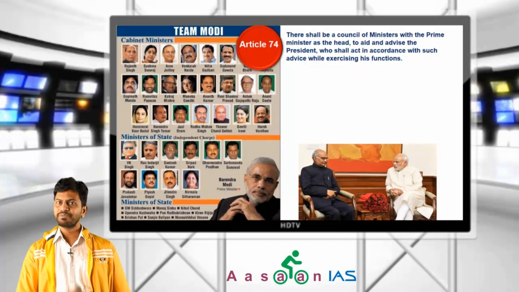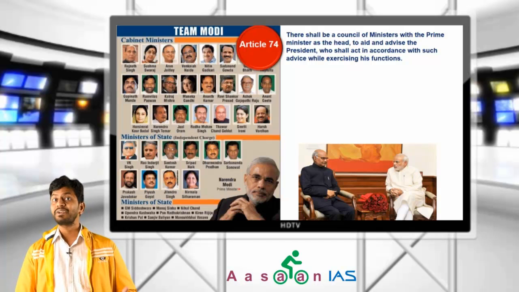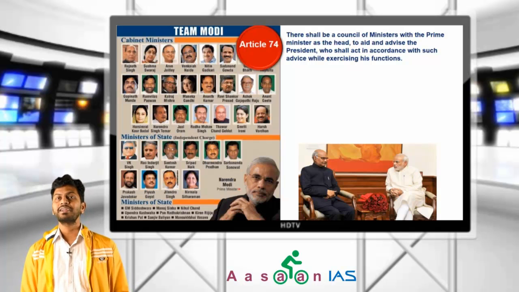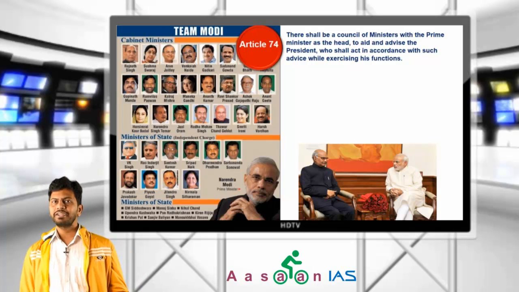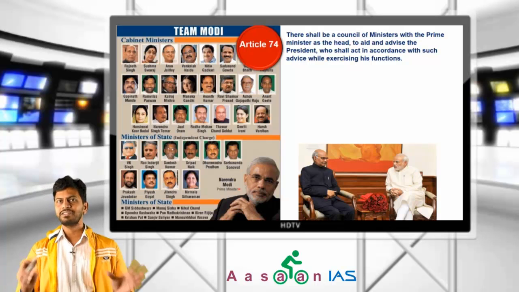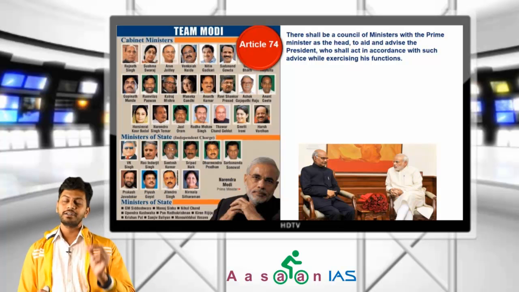That means, of course, the President is exercising the executive functions, but who is advising him? The Council of Ministers. That's why we call him the executive head and nominal head, and the real head is the Prime Minister. You will understand all this once I complete the Prime Minister and Council of Ministers part.